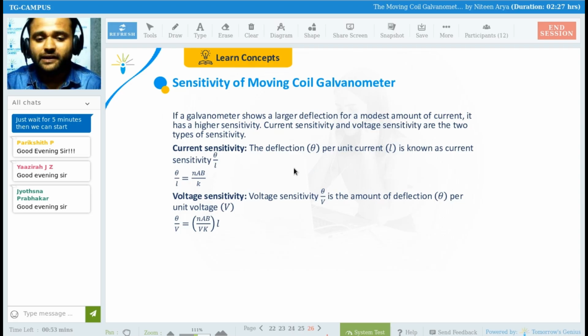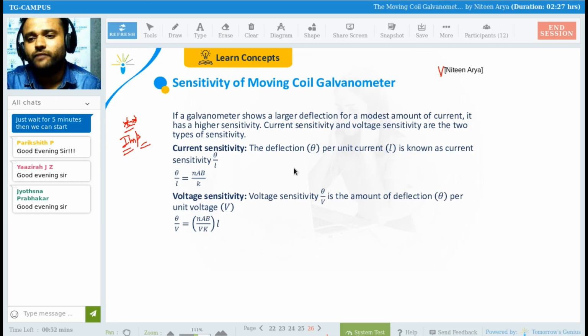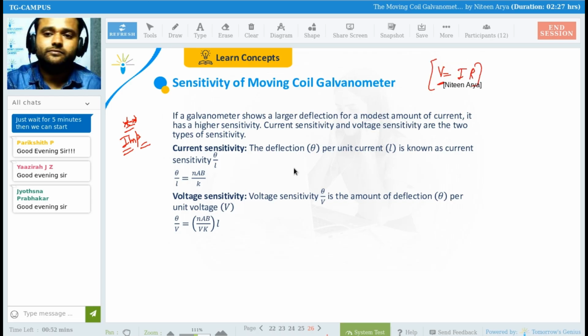Then moving ahead, we have current sensitivity and we have voltage sensitivity. So that is important again. If we can measure the current easily, using V equals IR we can observe the voltage also. Okay.